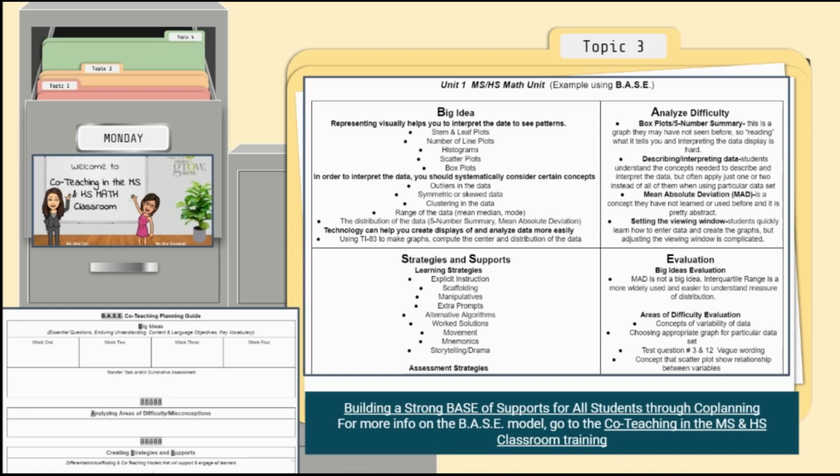I've given you an example of a unit that is a statistics unit from a middle school math classroom. This base model, base standing for big idea, is the B, A for analyzing the difficulties, S for strategies and supports, and E for evaluation. What we're looking for is when you think about what Kentucky academic standards are being implemented, you need to be thinking through the unit of study and what are the big ideas in this particular unit.